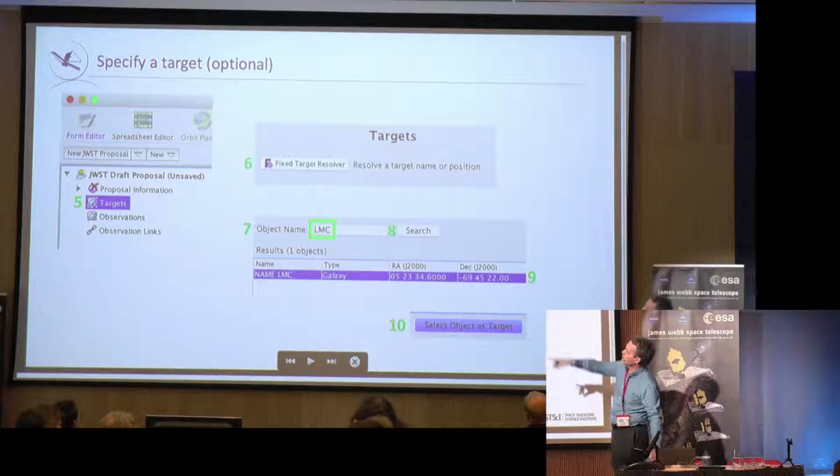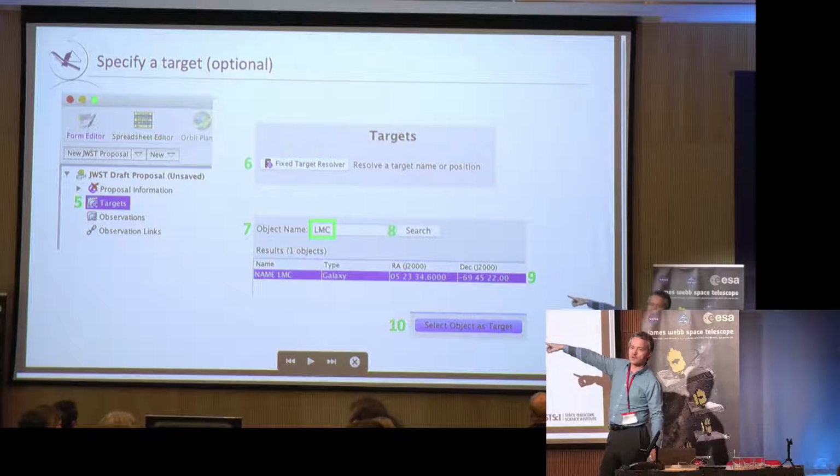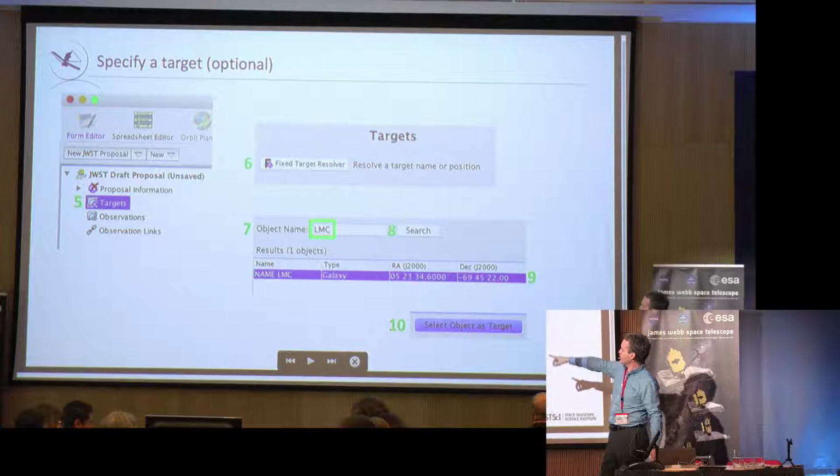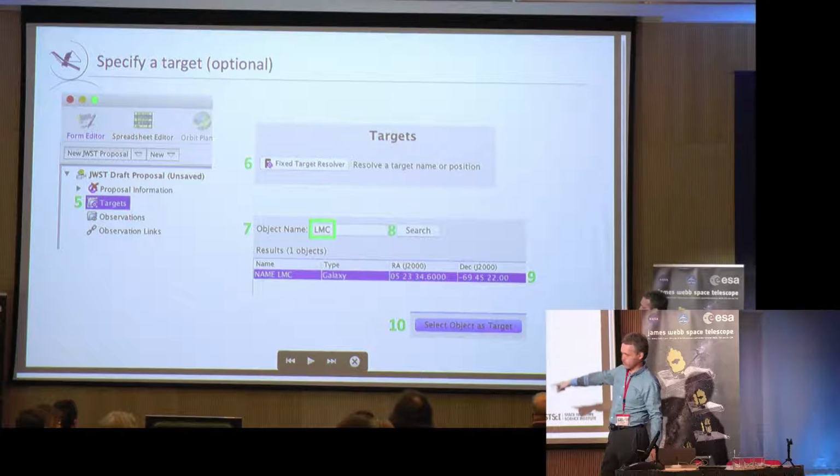And so then it's an optional step to make targets. Sometimes I don't even bother making a target, but it's pretty straightforward. You just say fix target. You type in your favorite one. I like LMC because it's 3 letters and it's always visible all throughout the year. You search for it, and it comes back with these coordinates for you, and then you push the select object as target. You can do everything I just said faster than I said it. I mean, once you know what to do, it's just super fast.